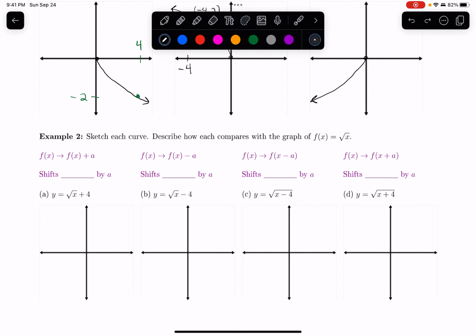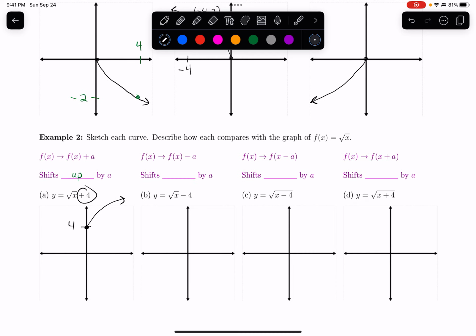Well, that is going to shift the whole graph up. In this case, it's going to shift it up by 4 units. So that initial point, instead of having the y-coordinate being 0, it's going to be 4, and then the same curving shape like this. And I could verify that. If I were to plug in 0 for the x, I get square root of 0, which is 0, plus 4, which is 4. So the y value at this starting point should be 4.